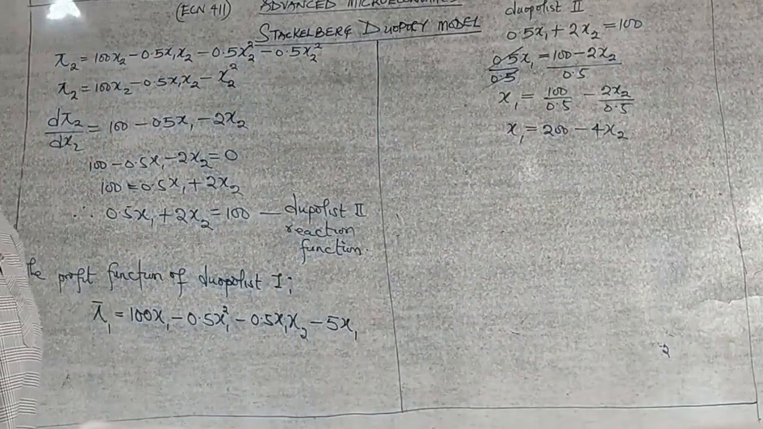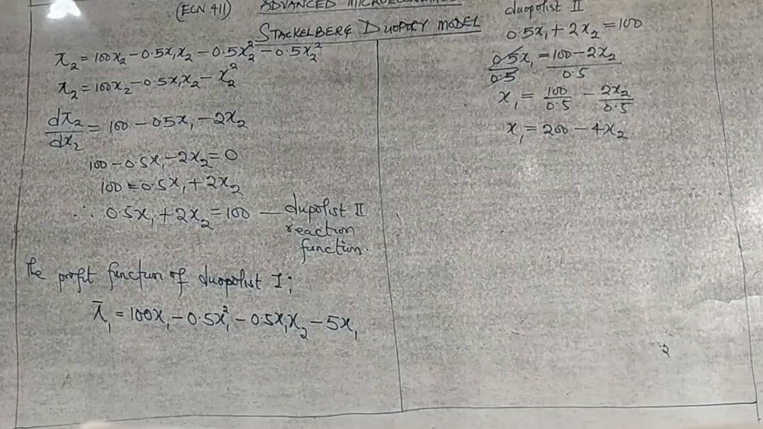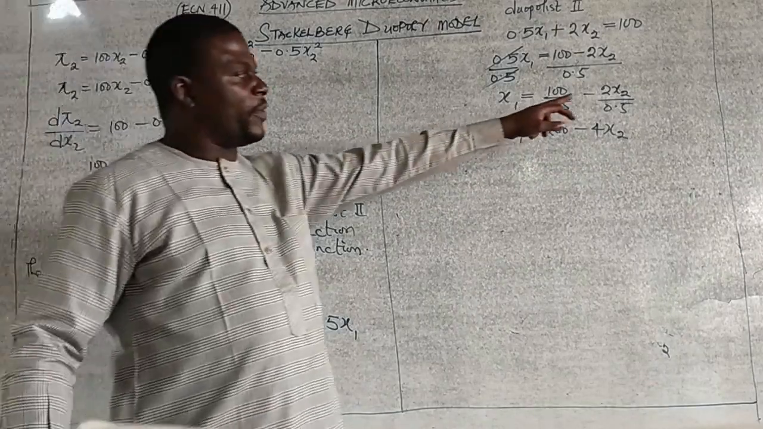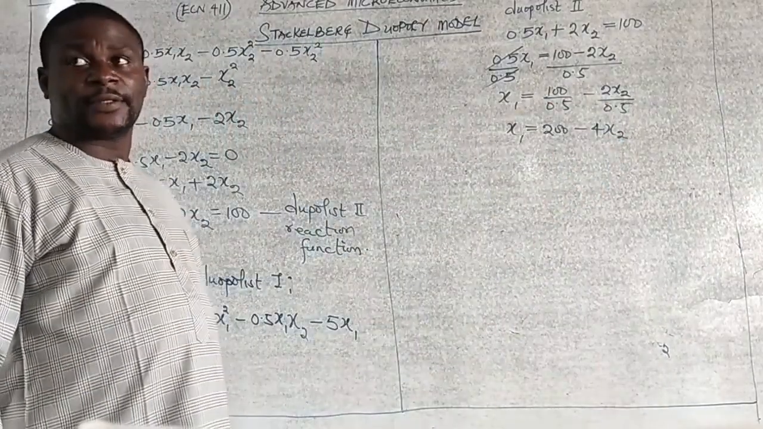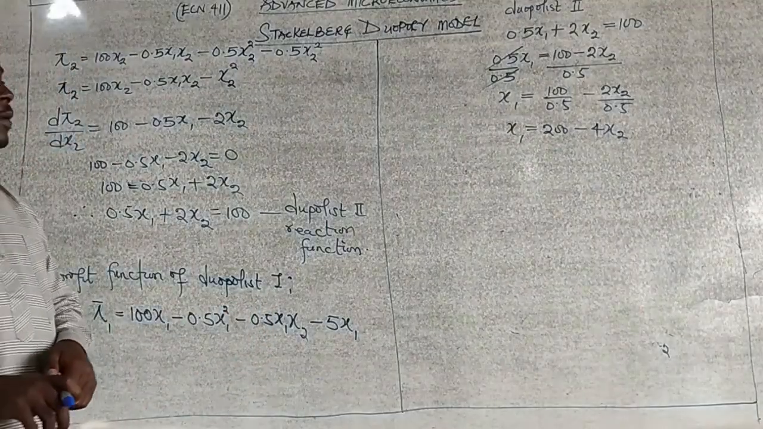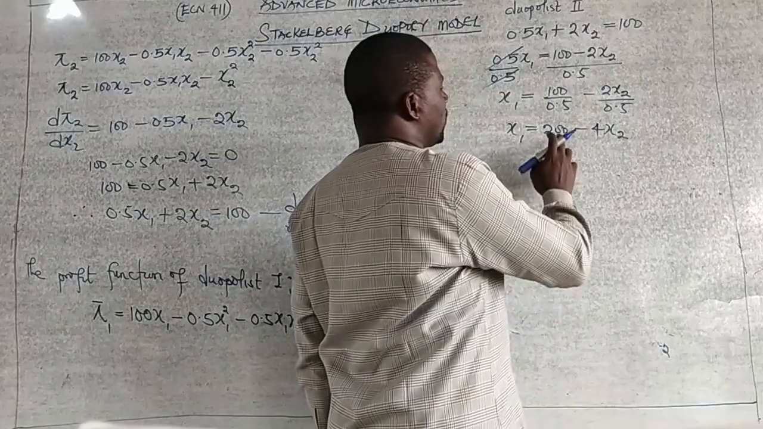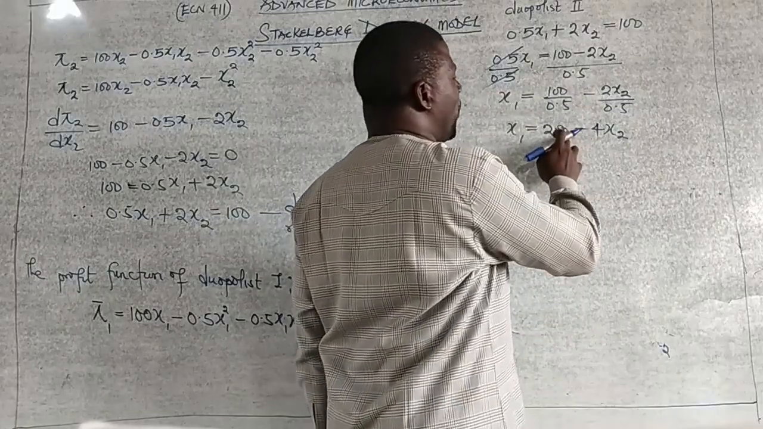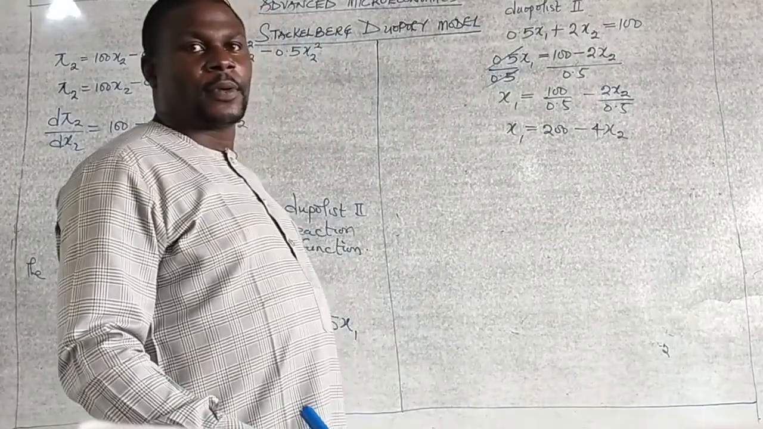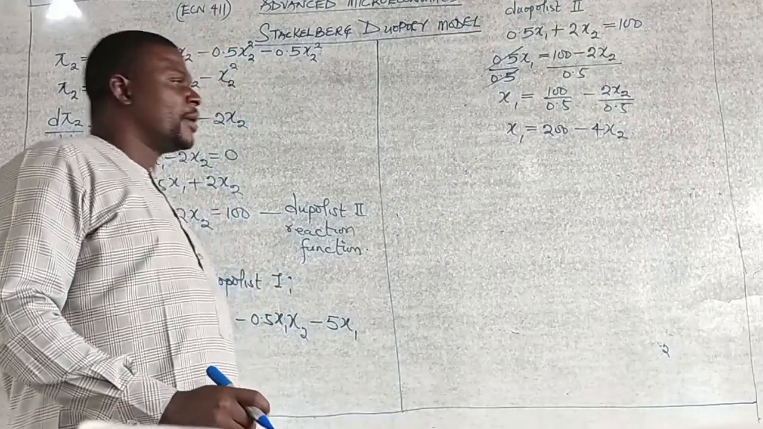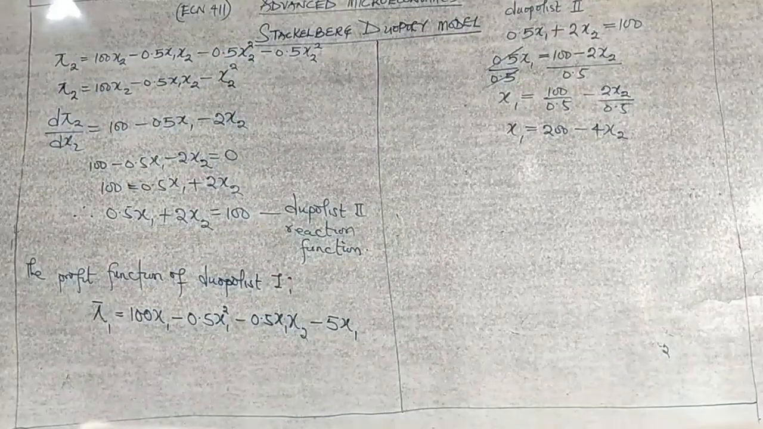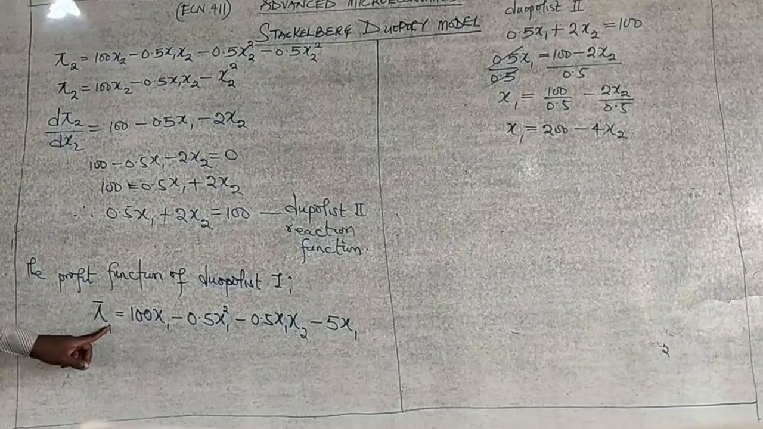Please check. 100 divided by 0.5, then 2 divided by 0.5. Is that it? No, 100 divided by 0.5 is 200. Am I right? Check. Yes, I've checked. 200. Okay, so let's now substitute that in this place.